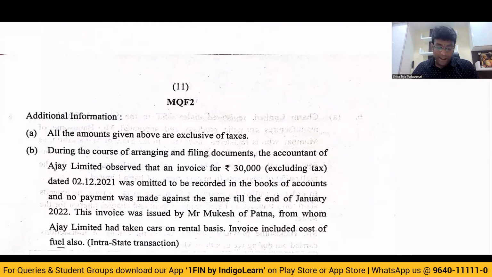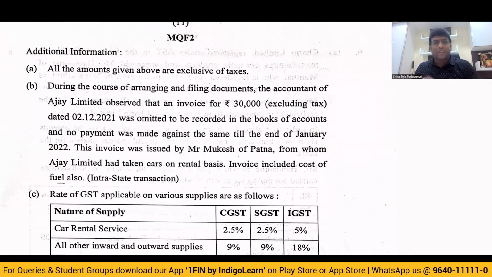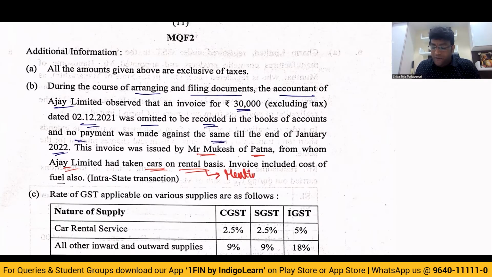Next point. All the amounts given above are exclusive of taxes. Wonderful. Very good. Next. During the course of arranging and filing documents, the accountant of ICAI Limited observed that an invoice of 30,000 dated 2nd December 2021 was omitted to be recorded in the books of accounts and no payment was made against the bill till the end of Jan 2022. Okay, very good. The invoice was issued by Mukesh of Patna, from whom ICAI Limited has taken cars on rental basis. Oh my god, this is basically renting of car.